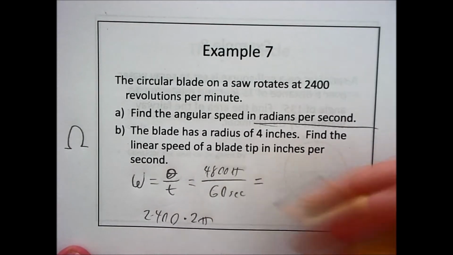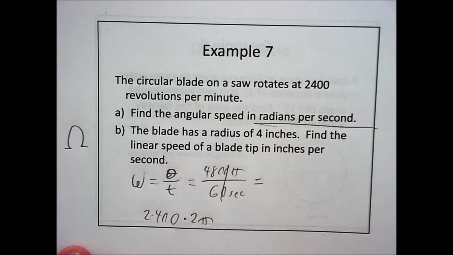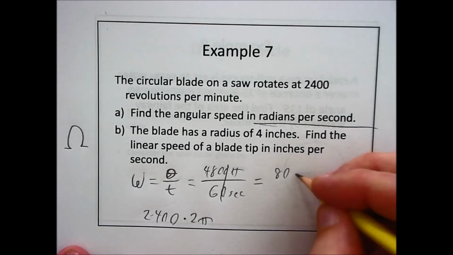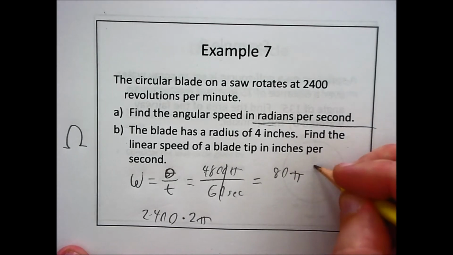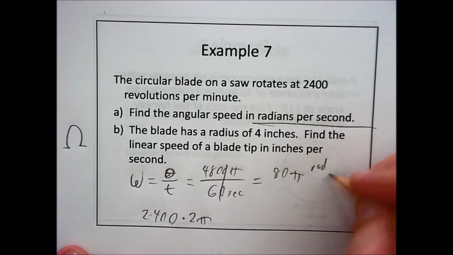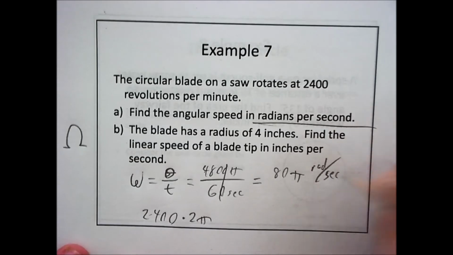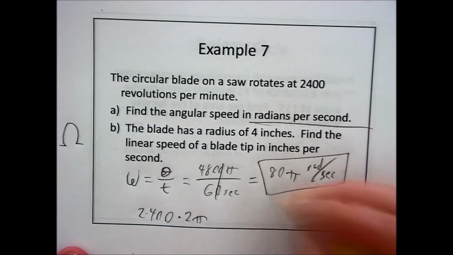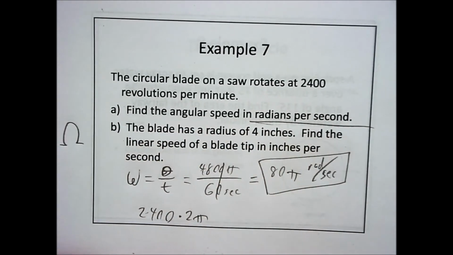Okay, so clean that up a little bit, take away one of the zeros. 480 divided by 6 is going to give you 80. So I have 80 pi, and that's going to be radians per second. So from there, that's your angular speed.